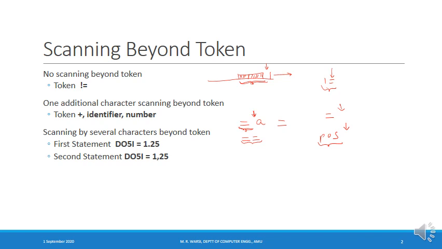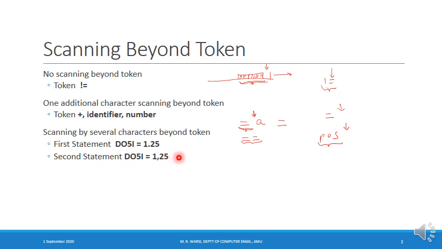Now, in all the examples that we have taken, the scanning was by one character or no extra scanning beyond the token. In some cases, in some high-level languages, scanning by several characters may be there. Now here is an example taken from the Fortran language. The first statement is DO 5 I = 1.25, and the second statement is DO 5 I = 1,25.